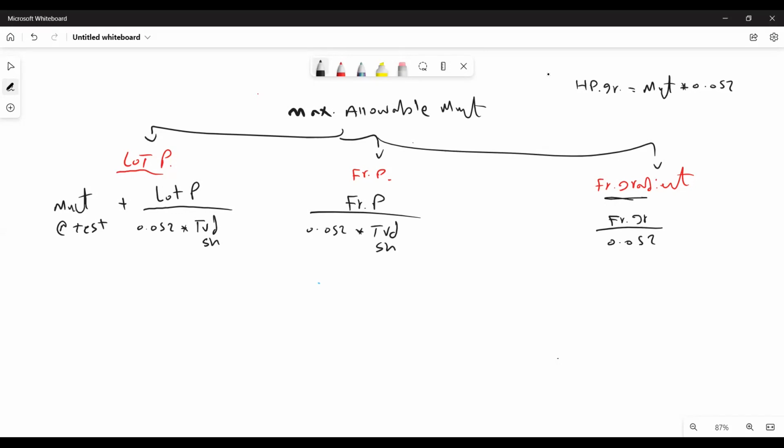And as discussed yesterday, if the answer, for example, is 15.32, we need to round down, so it will be 15.3. If it is 14.09, we need to round down, so it will be 14 only. Okay, 14 ppg. That's for the maximum allowable mud weight.